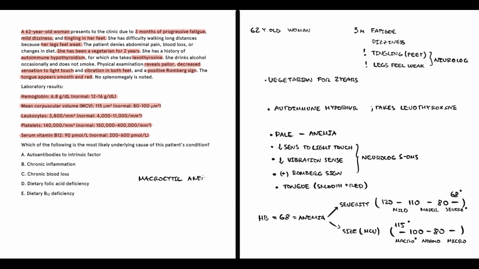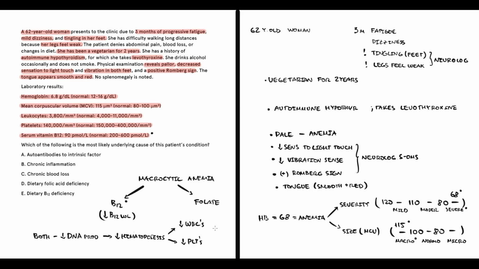When we see macrocytic anemia, we have two options: B12 or folate deficiency. In this case, we know that she has a low B12 level. But even without this data, we could say this. Both B12 and folate have the same feature. They both cause decrease in DNA production, which leads to inhibition of hematopoiesis and results in macrocytic anemia. But also sometimes it can cause decrease in white blood cells and platelets.